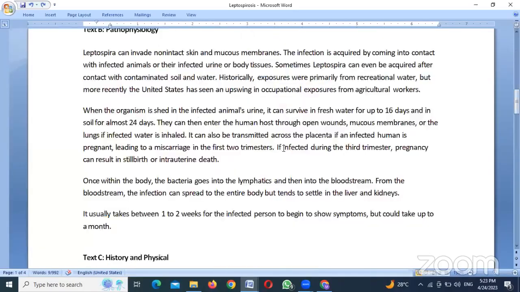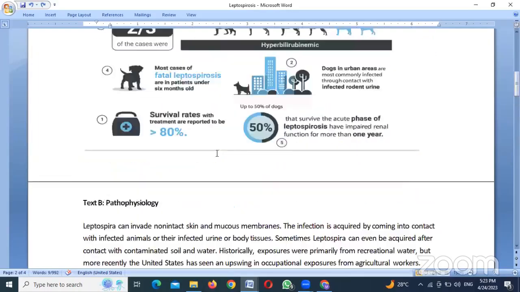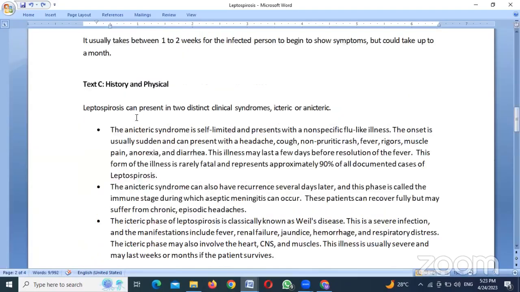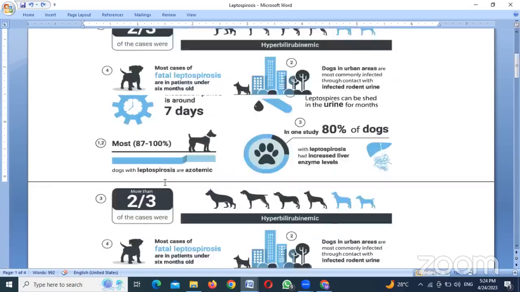So you need to differentiate. The classification is given at two places. One is in text A, that is mild and severe, and the other is in text C, that is icteric and anicteric. Anicteric will not show any color. The icteric phase is a severe infection manifesting with fever and jaundice, hemorrhage and respiratory distress. So which classification, Dr. Aftab? According to your opinion, is the answer in text A or text C?